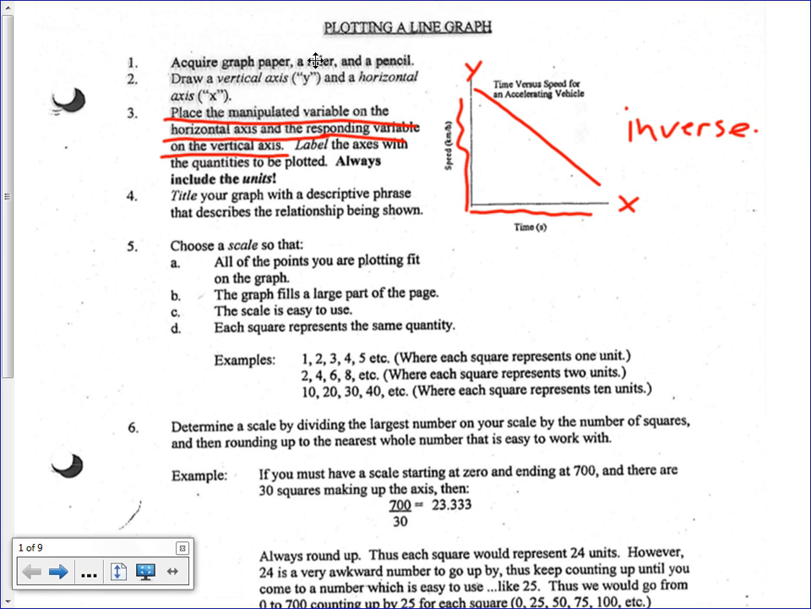It's important to know the types of relationships. It's not on your notes, so you probably will want to write it down, because it's terms you're going to be asked to use in this class. So this particular graph shows an inverse relationship. Okay, what does that one show?